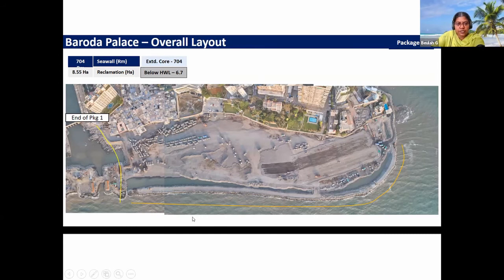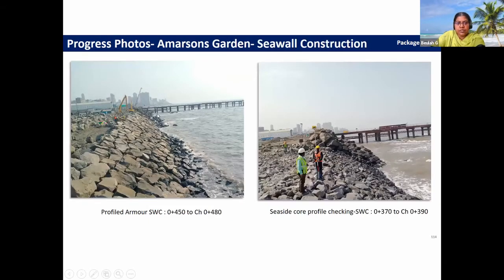So this is the aerial photographic view of the seashore roadway which is constructed using bridge-building mechanisms. And this is also the wall which is constructed along the adjoining coast.